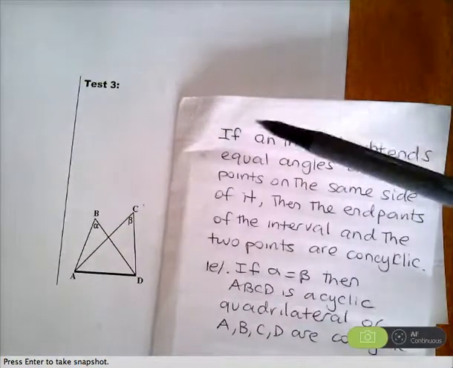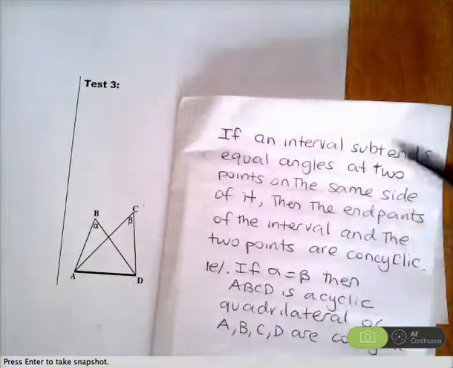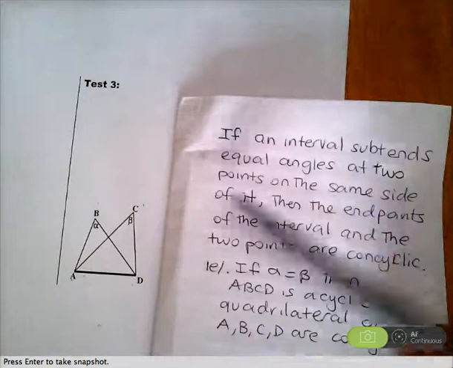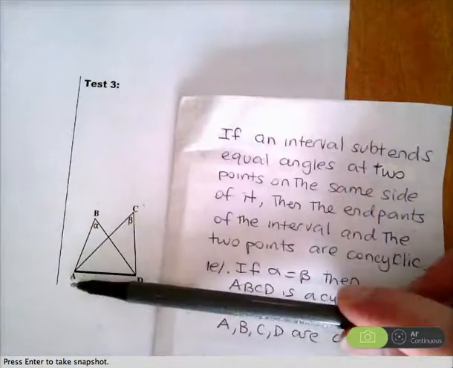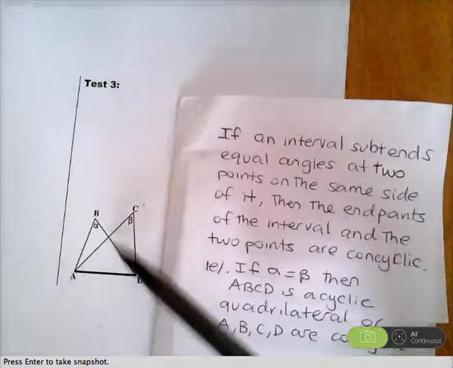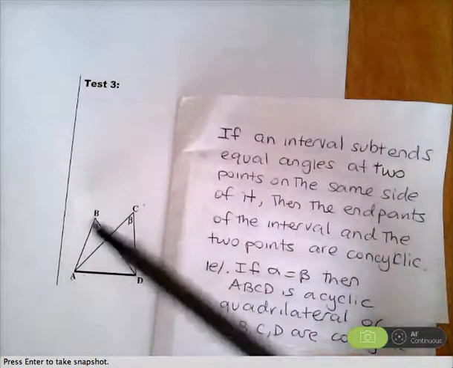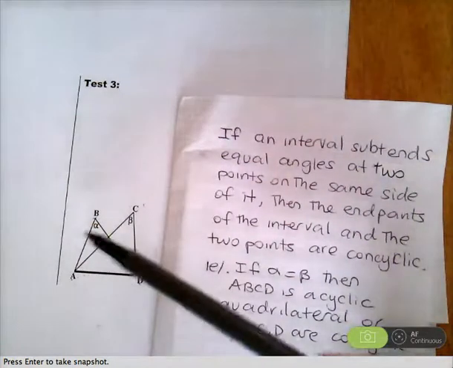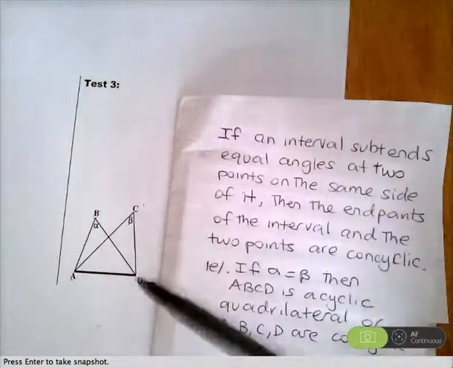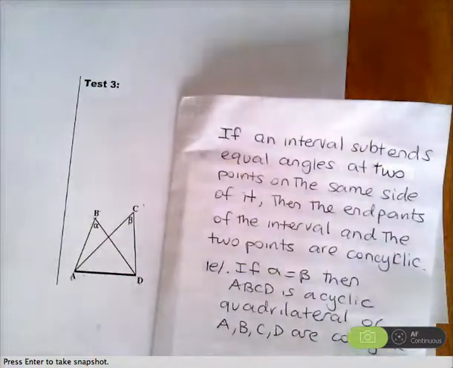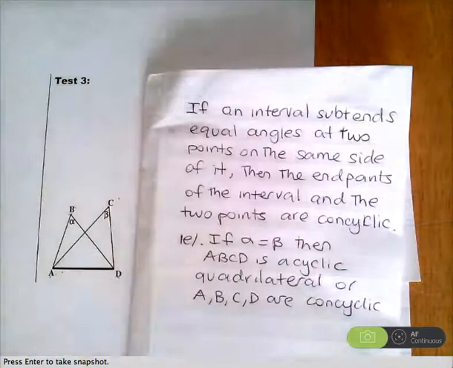But test 3 is that if an interval, so that interval AD, subtends equal angles at two points on the same side of it, so there's the interval, and if we're saying that alpha equals beta, then those two endpoints and these other two points are concyclic. In other words, if alpha equals beta, then ABCD is a cyclic quadrilateral, or we can say that ABCD are concyclic. Okay, so I'll just move that up there. All right. So that is the third test.